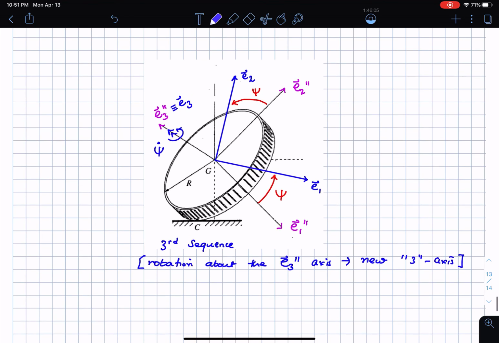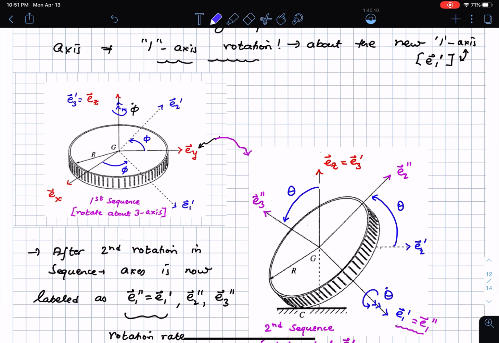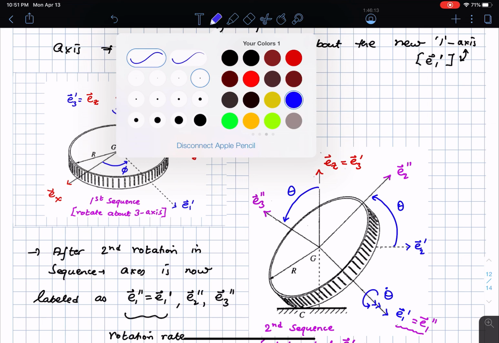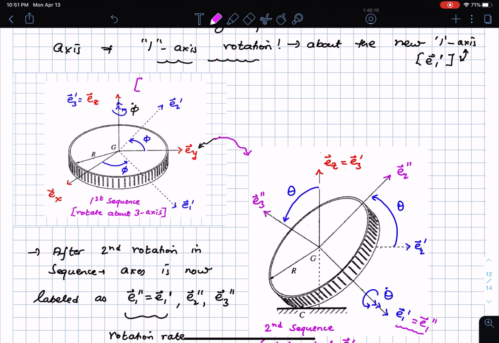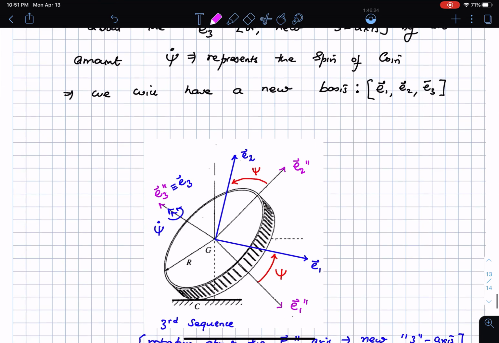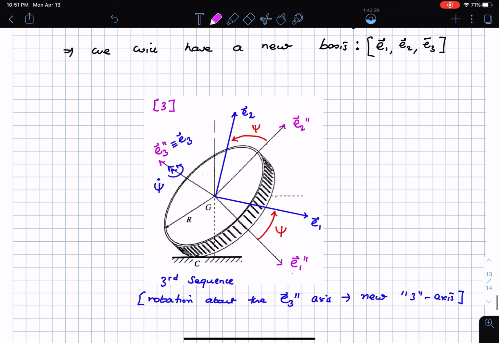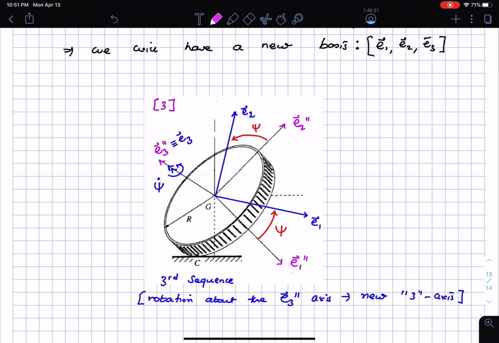Okay, so here are the 3 sequences. I have the first sequence of rotation about the 3 axis. Then I have the 1 sequence, which is here, and lastly I have the 3 sequence once again, which is why this entire set is called the 3-1-3 sequence, or the 3-1-3 Euler rotation. Okay, all right, so we will take up all of these, and then we will see how we can make use of these to understand the dynamics of a rolling coin in the next lecture.